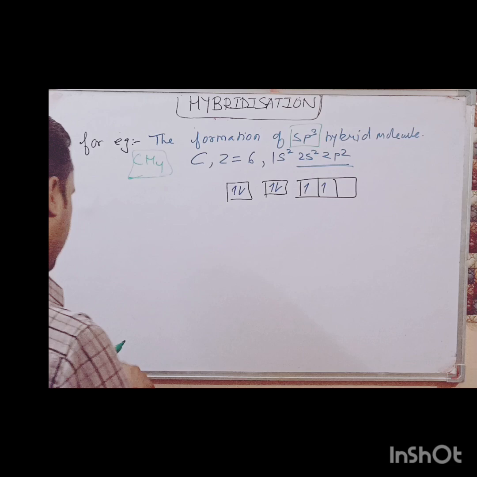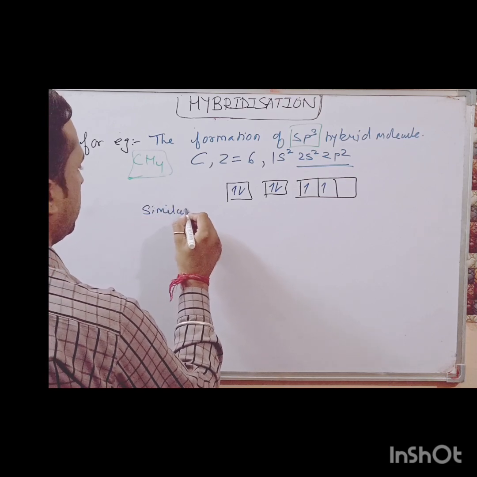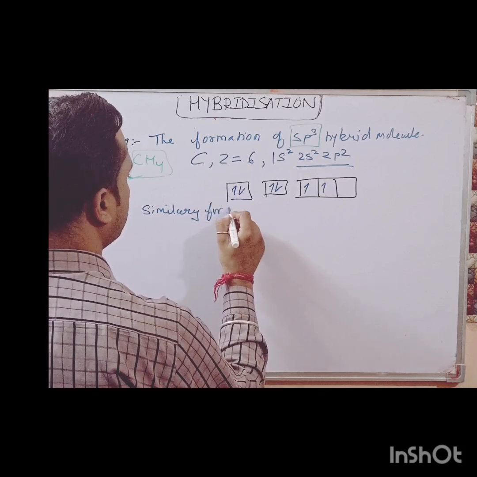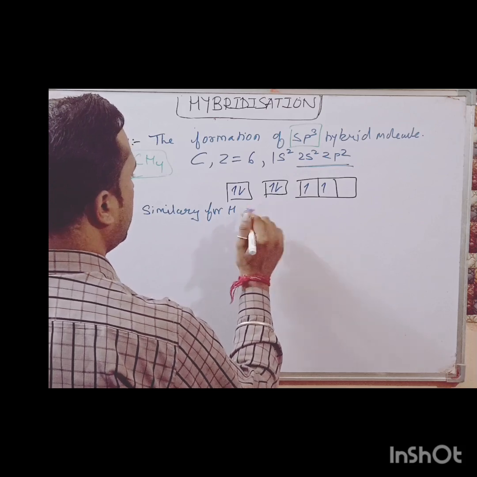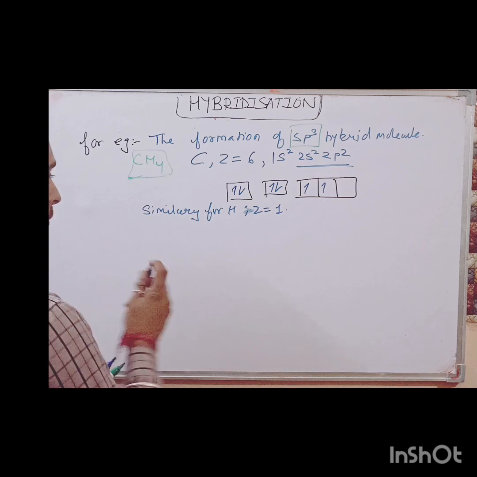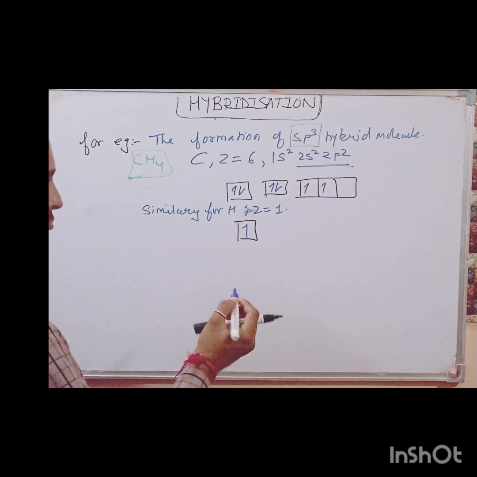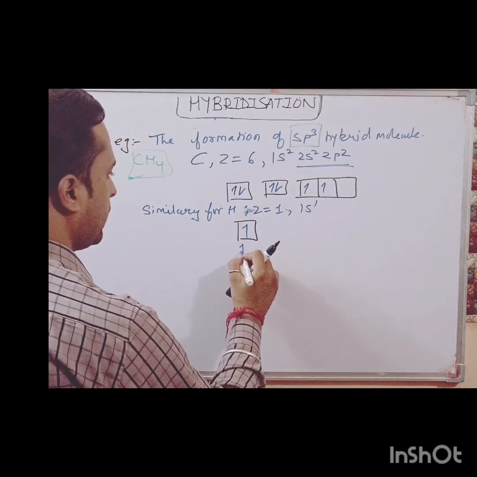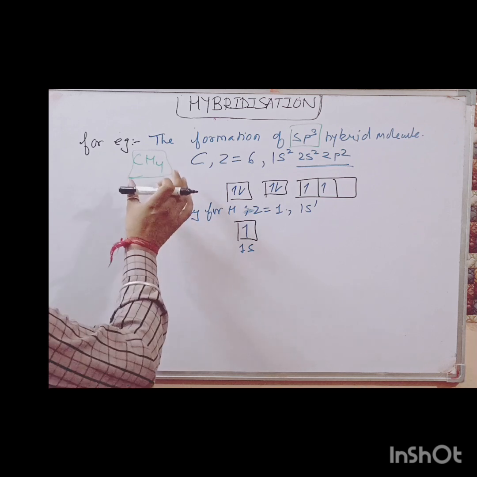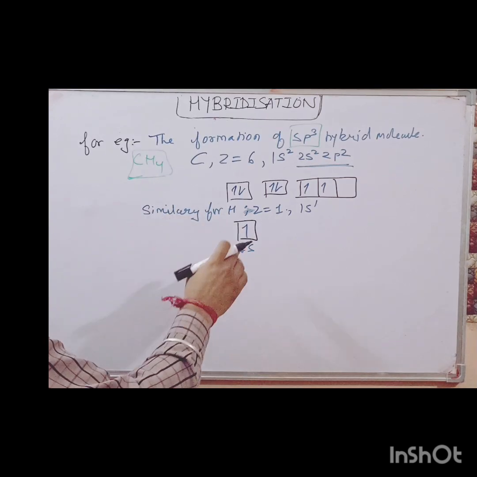Similarly, for hydrogen, Z is equal to 1, so the electronic configuration is 1s1. This is a 1s orbital with one electron. But in the formation of a methane molecule, there are 4 hydrogen atoms and 1 carbon atom. So what will happen?